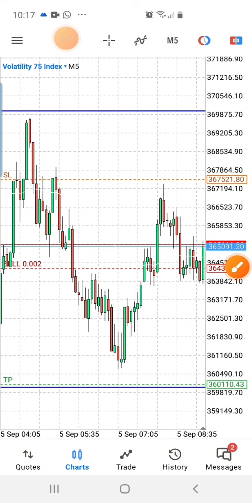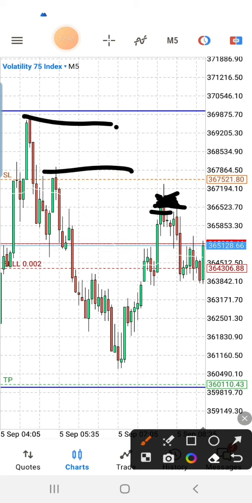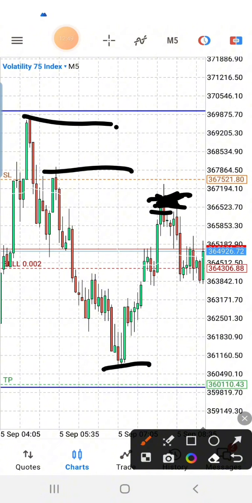So the point I need to make my entry is from this zone, anywhere around here. Once the price couldn't break this high or this high, I'll make my entry, because this one has shown me the bearish power. This one has shown me another point that the price is now creating a lower high. Then I should make entry here. My stop loss should be here or here.